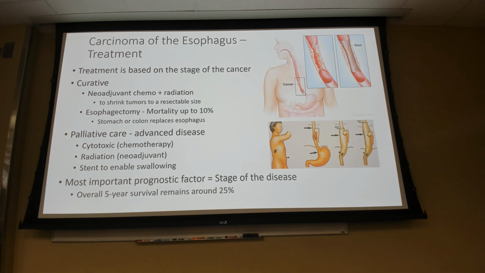So treatment's based on the stage of the cancer. If it's something that we think we can resect, we will. A lot of times, the tumor will be too large, so we'll have to give some neoadjuvant chemo first until we can shrink the tumor to a size that's resectable. And then, there are other procedures like an esophagectomy.